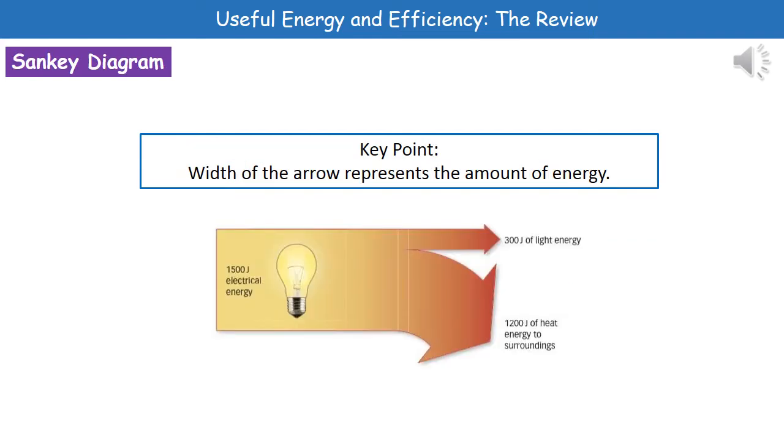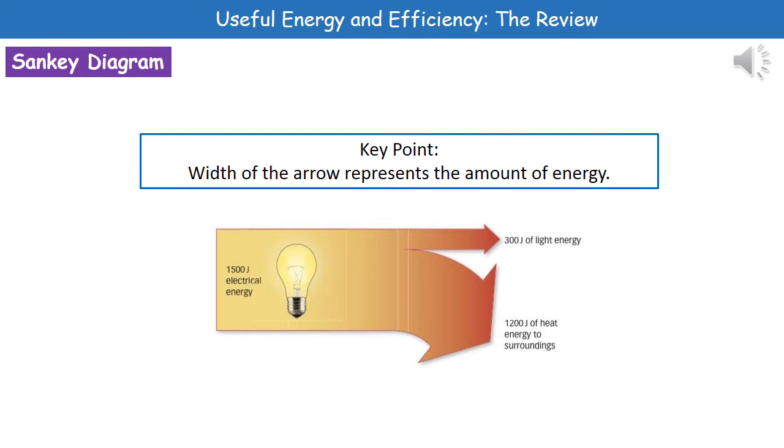One way we can show this is through the use of something called a Sankey diagram. So quite simply, it's an arrow that shows the different forms of energy and what they're then changed into. So what we need to remember is if we're asked to draw a Sankey diagram on the exam paper, then the width of the arrow represents the amount of energy. So do make sure you remember that fact, that if you're asked to draw one, make sure the width is representative of the energy. So use a scale.